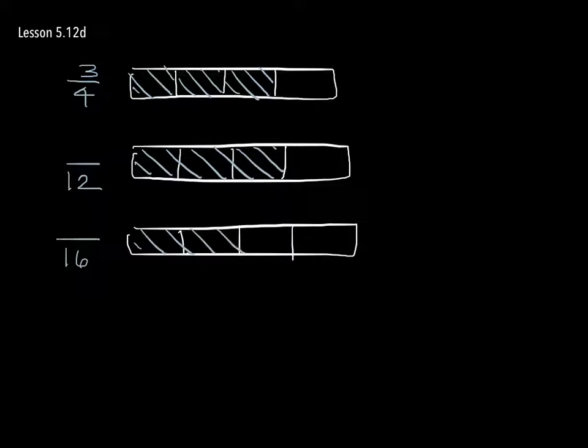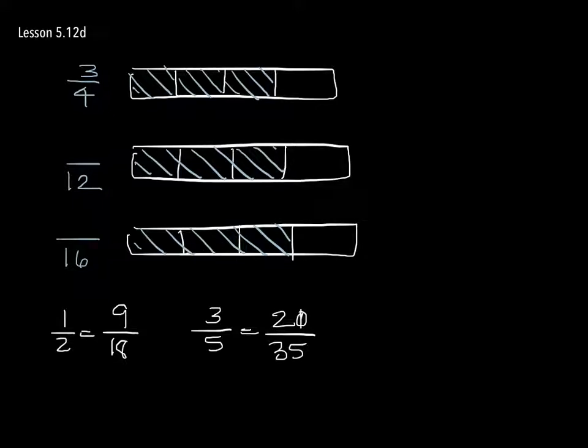When you are done with that problem, I'd like you to find the multiplier or the divisor for these five or six problems. Let's see how many we have. We have 1/2 equal to 9/18. We have 3/5 equal to 21/35. We have 80/100 is 8/10.